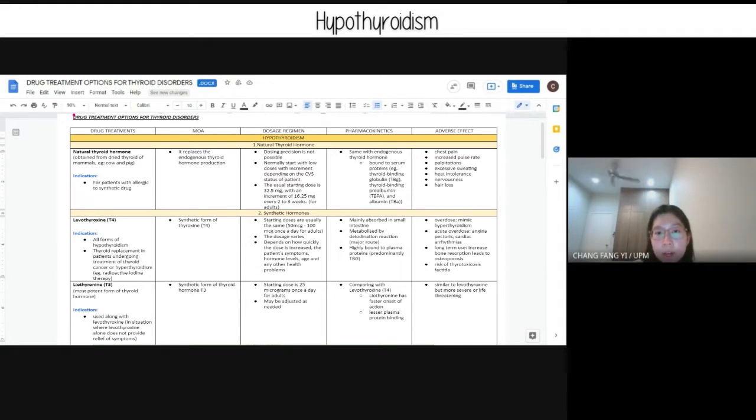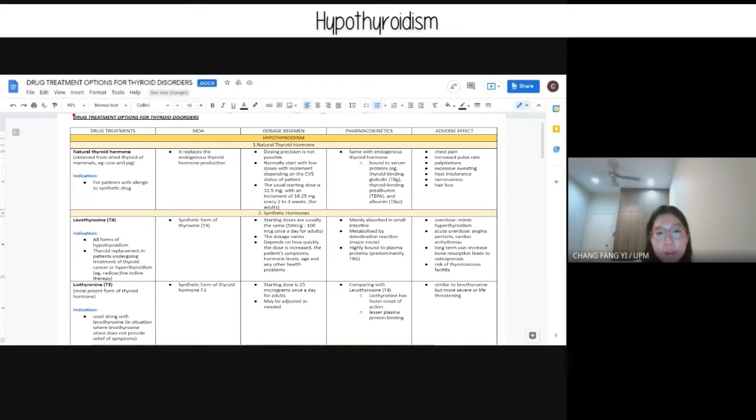For the pharmacokinetics of the natural thyroid hormone, it is the same as our thyroid hormone that is synthesized naturally in our body. So it will bind to serum proteins, for example, thyroid binding globulin, TBG, thyroid binding prealbumin, or albumin. The adverse effects of natural thyroid hormone include chest pain, increased pulse rate, palpitations, excessive sweating, heat intolerance, nervousness, and hair loss. So you can see that the adverse effects for natural thyroid hormone are similar to the symptoms of hyperthyroidism.